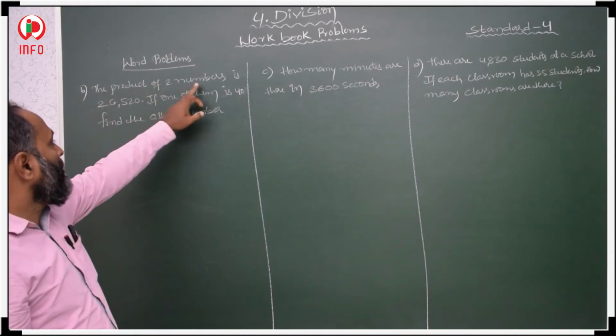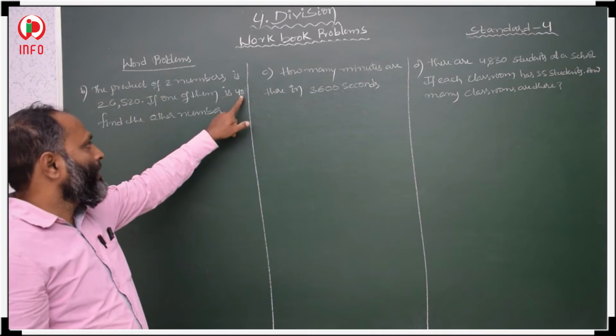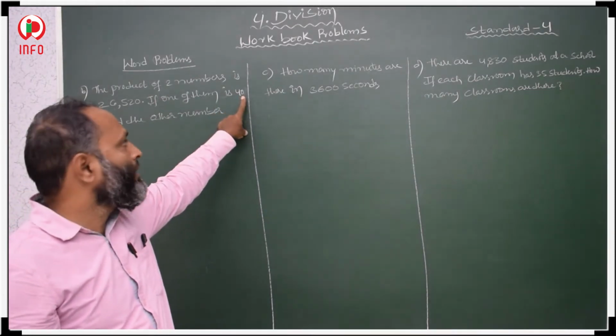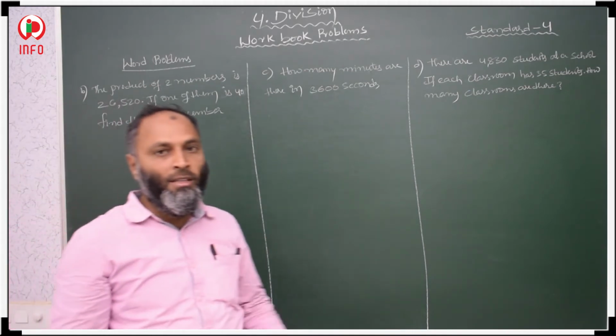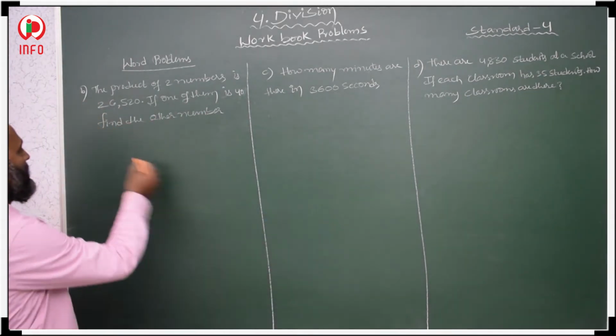The product of two numbers is 26,520. One of the numbers is given, that is 40. In your textbook 408 is given, you make it 40. Find the other number. So here one of the numbers is given. We did a similar question in the textbook.